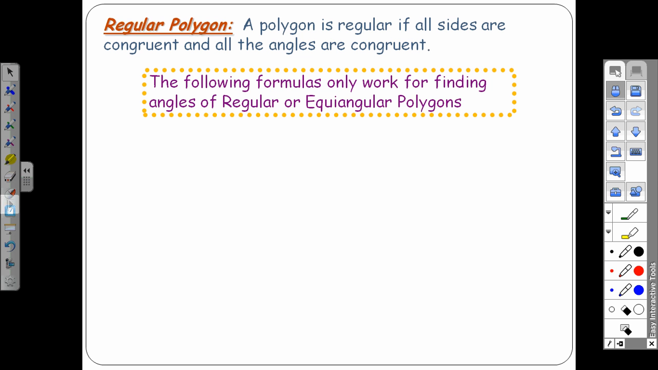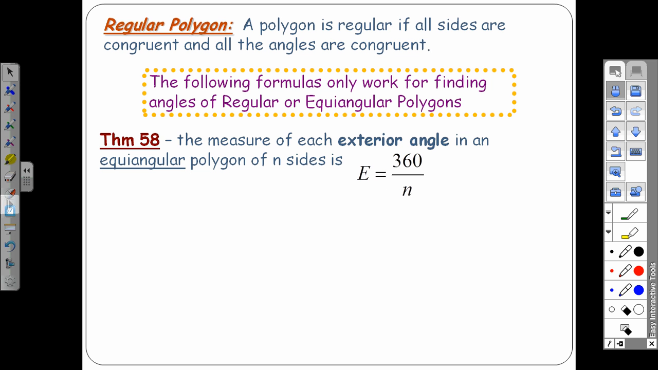Okay, so we're going to be looking at a series of formulas here that only work when you are finding specific angle measurements of either regular or equiangular polygons. So that's really important to remember, because if it's not regular or at the very least not equiangular, then these formulas aren't going to work, because it is based off of all the angles having the same measure. So let's take a look at the first formula.